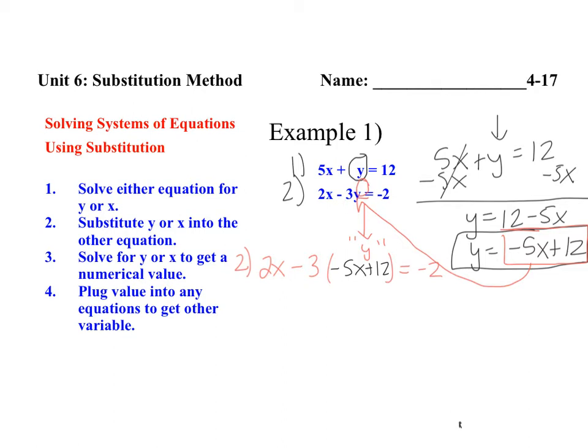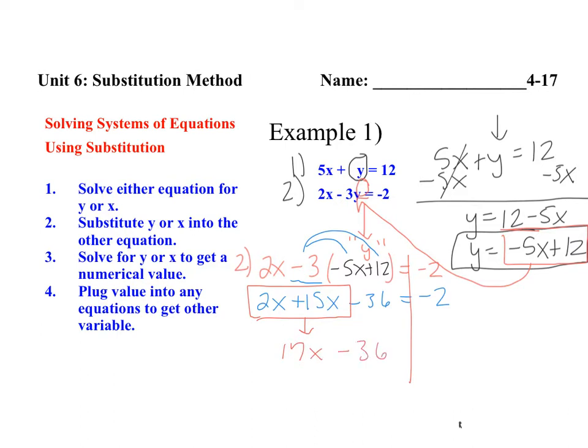All right, and if we follow PEMDAS on the left-hand side, we have to distribute this negative 3 to the parentheses. So I'm going to copy my 2x, and we're going to take negative 3 times negative 5x, which is 15x. Then we're going to take negative 3 times 12, which is negative 36, and set that equal to the right-hand side, which is negative 2. Now, this is where I see a lot of mistakes happen in this class. 2x and 15x are like terms, and they're on the same side of the equal sign. So we don't use inverse operations. We just combine those to say 17x minus 36 equals negative 2.